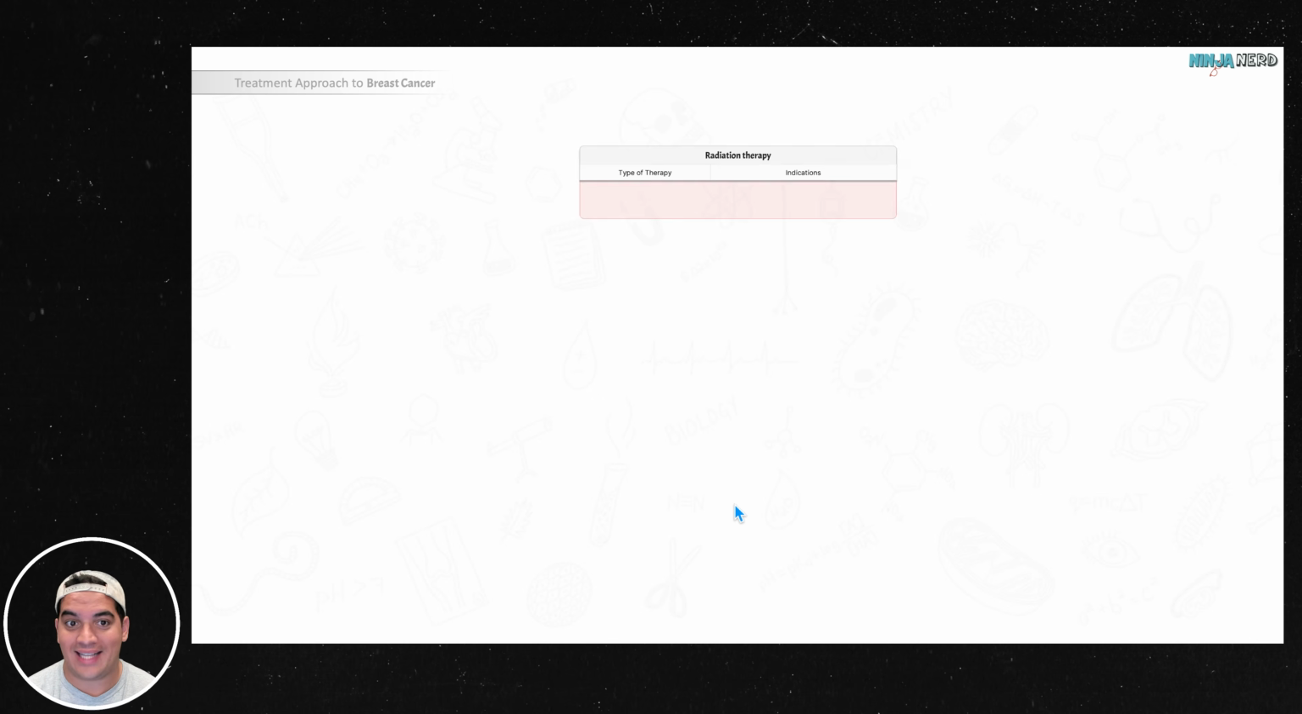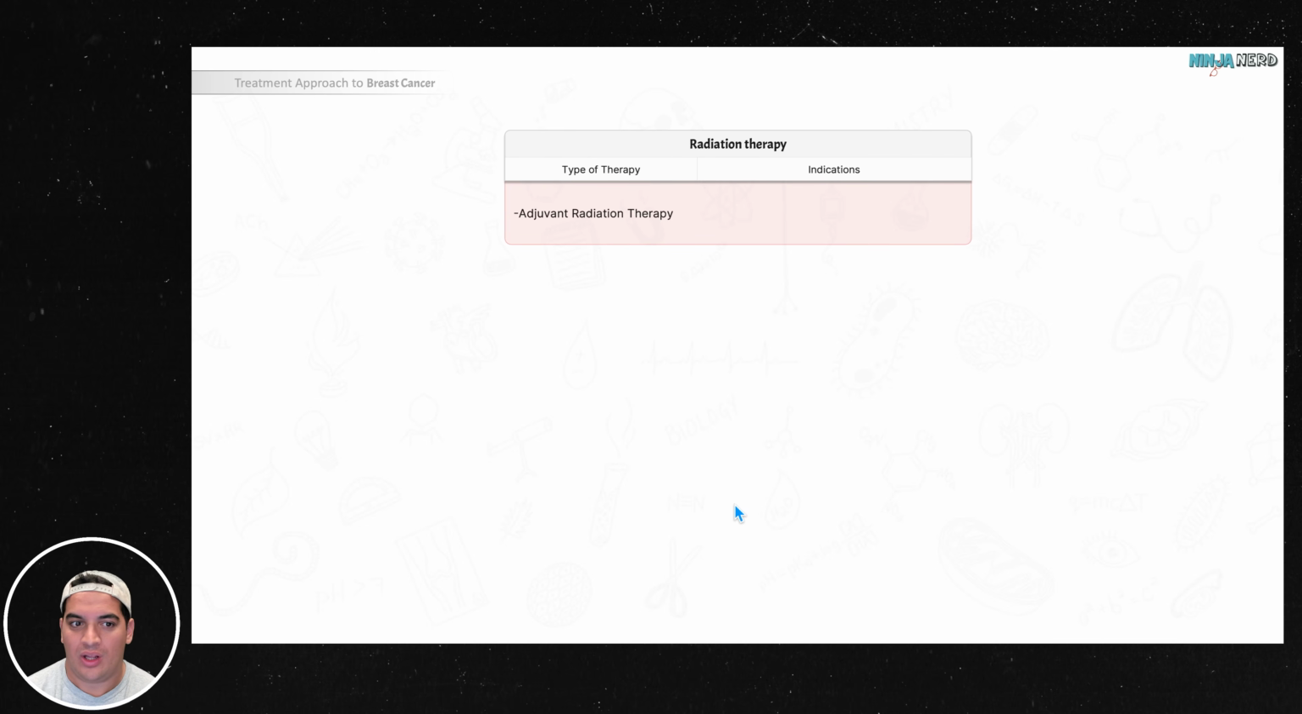All right, so the next thing I want to talk about is radiation therapy. When we use radiation therapy, it's primarily adjuvant. It's not anything that we usually do neoadjuvant, meaning before some type of surgical procedure. It's usually always after the surgical procedure, like a lumpectomy or a mastectomy.